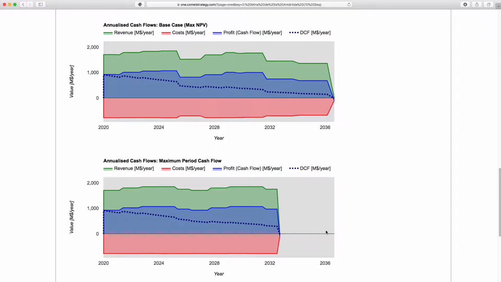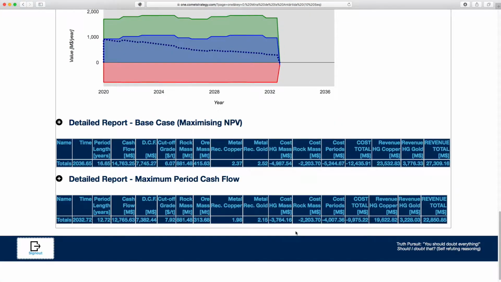We're just missing 4 years of ore. And so even though we've brought value forward, we've brought it forward at the expense of the mine life and processing that material. And we've brought too much forward and wasted the value that we could have got from that resource. So let's have a look at some of the numbers.